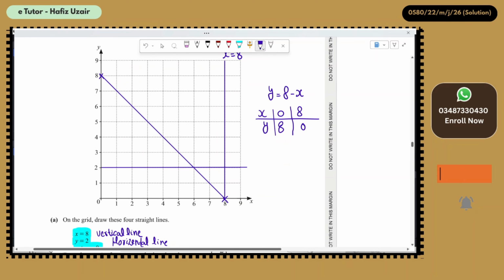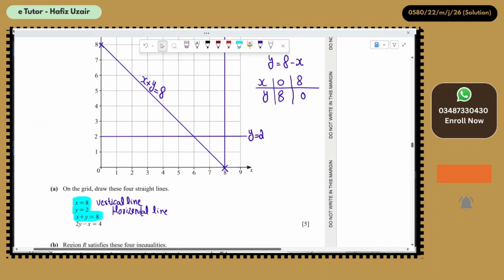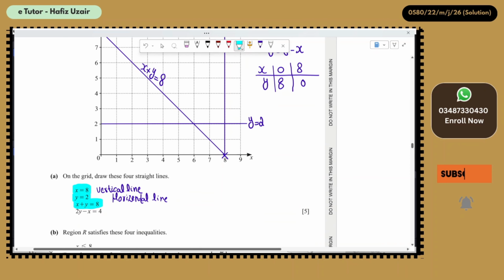Let me write it over here, x plus y is equal to 8, and this line is y is equal to 2. Let's write it over here too. Now the last one is 2y minus x is equal to 4. Now if I make y the subject over here, this will be 2y is equal to 4 plus x, and y will be equal to (4 plus x) over 2.